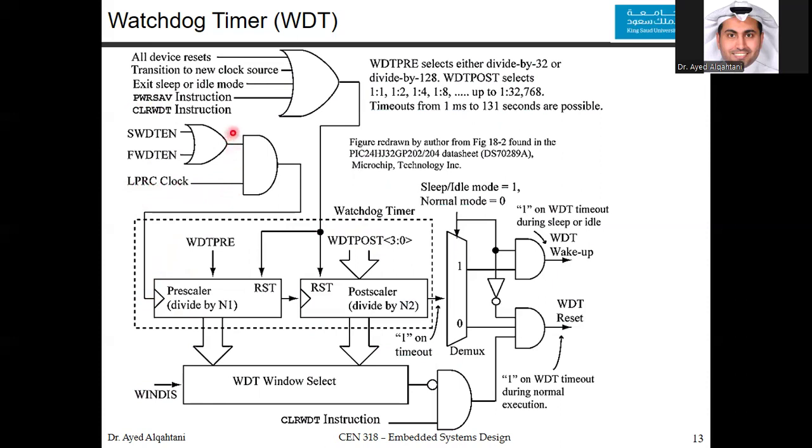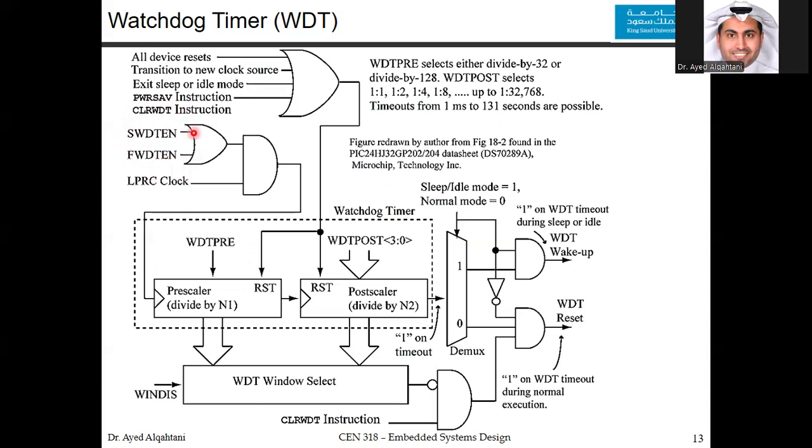So if this is 1 and you have a clock source, you will have a clock generated after the AND gate. Now, who makes this 1 or 0? The circuit before that, which is the software watchdog timer enable or the hardware watchdog timer enable. This is the software enable and this is the hardware enable.